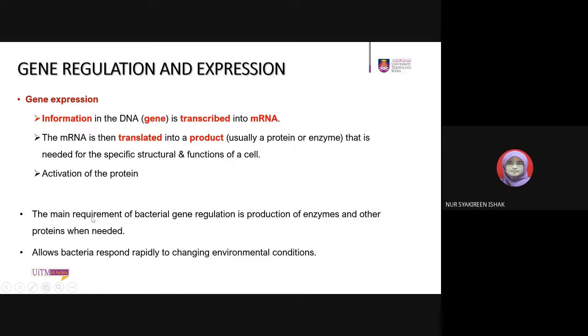So the main requirement of bacterial gene regulation is production of enzyme and other proteins when needed. At a certain point of time during the bacterial life, it needs a certain gene to be expressed in order to produce enzymes, for example. This allows bacteria to respond rapidly to changing environmental conditions. So this allows the organism to be able to survive.